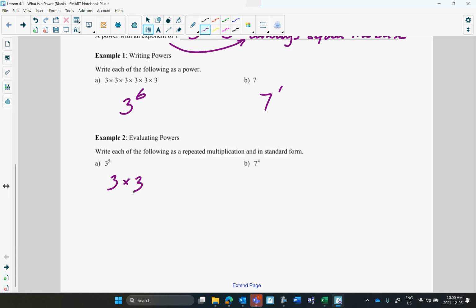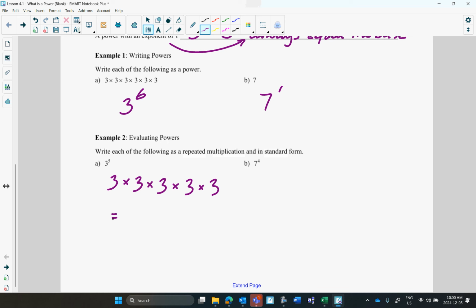3 times itself 5 times. And so you probably need a calculator for this. There's a couple ways you can do this on the calculator. You can do 3 times 3 times 3 times 3 times 3 and get your answer.